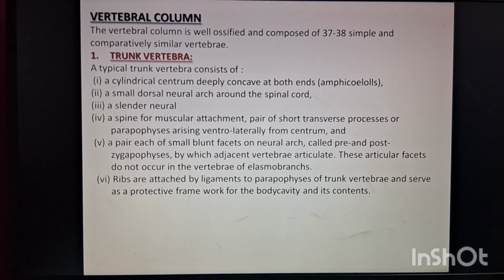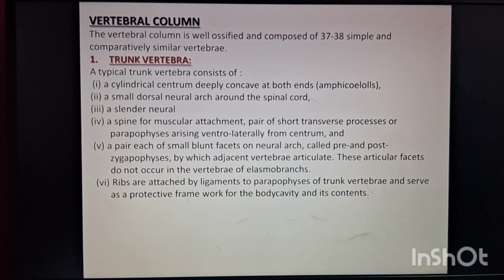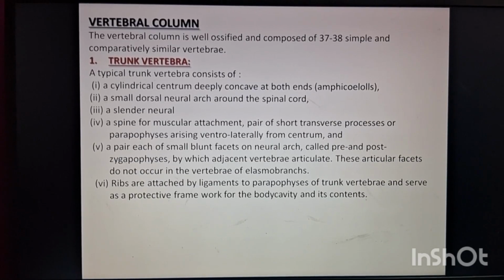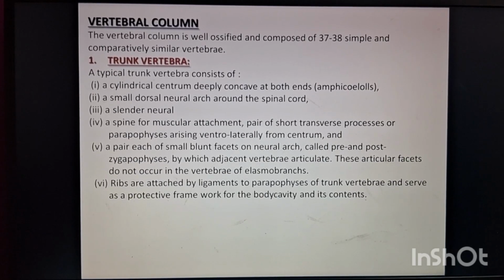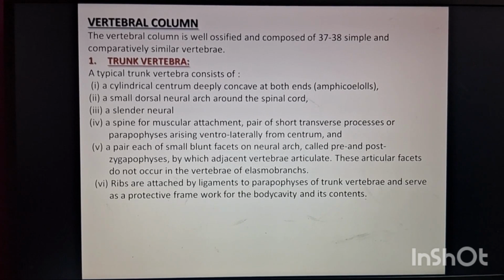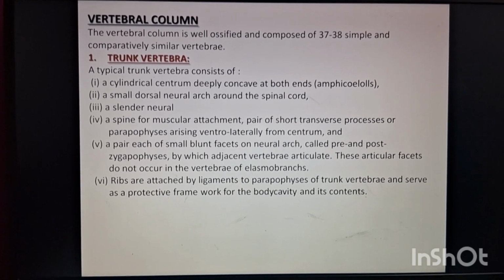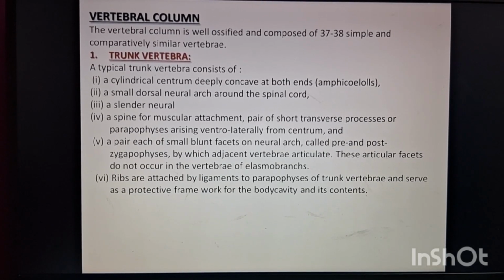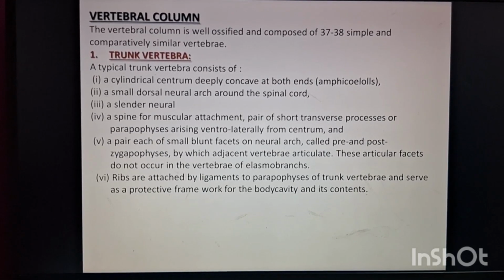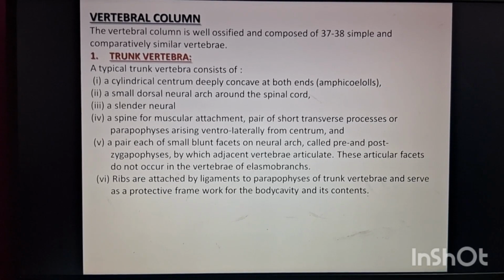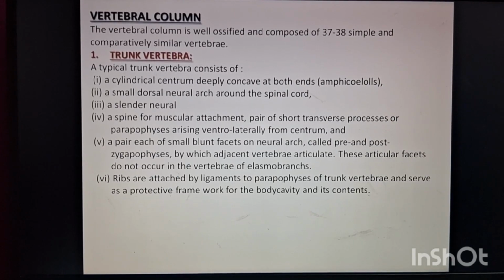a pair of short transverse processes or parapophyses arising ventrolaterally from the centrum, and a pair each of small blunt facets on the neural arch called pre- and post-zygapophyses, by which adjacent vertebrae articulate, and these articular facets do not occur in the vertebrae of elasmobranchs. Next, ribs are attached by ligaments to the parapophyses of trunk vertebrae and serve as a protective framework for the body cavity and its contents.